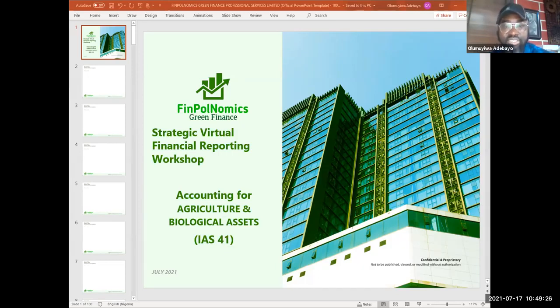The second aspect of the agricultural activity borders on agricultural produce at the point of harvest. Okay. How do we identify agricultural produce, which are the harvested biological assets? And again, whether government grants can be accounted for in line with the requirement of IAS 41. If you remember, under IAS 20, we said government grant for agricultural activities is excluded from the provision of IAS 20, all because it has been taken care of based on its peculiarities under IAS 41, which we are going to discuss as we move on.